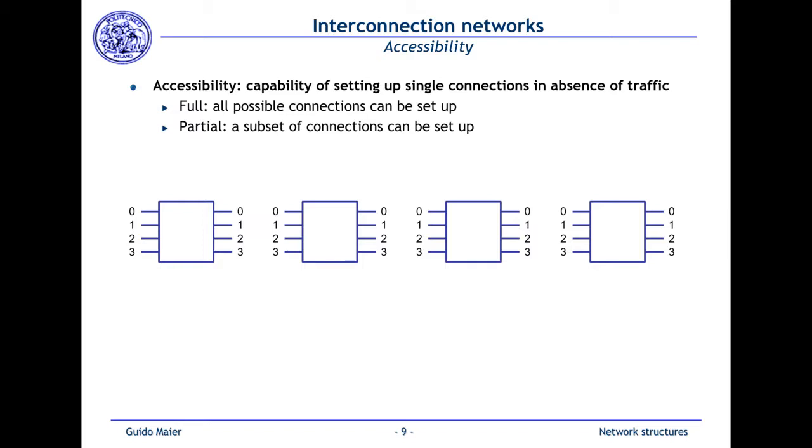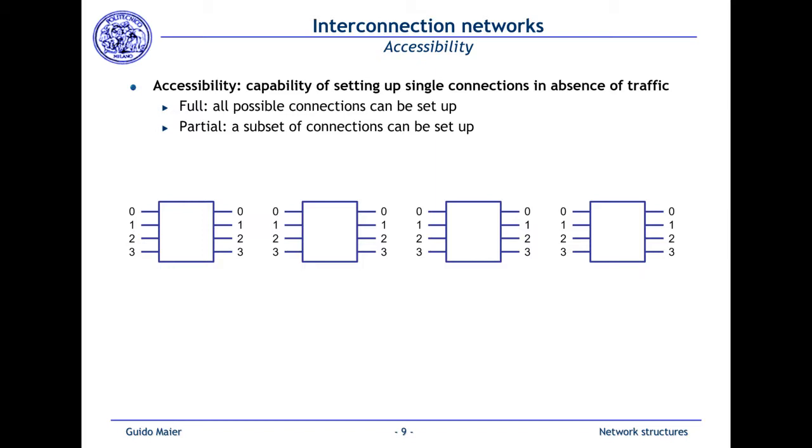It is called accessibility. The accessibility is the capability of setting up single connections in absence of traffic. If the interconnection network has full accessibility, it means that you can set up all possible connections. By possible connections, I mean that you can connect each inlet to each outlet, in the case where you have just that connection active in the network and all the others are switched off. Partial accessibility is, of course, when this is not possible.